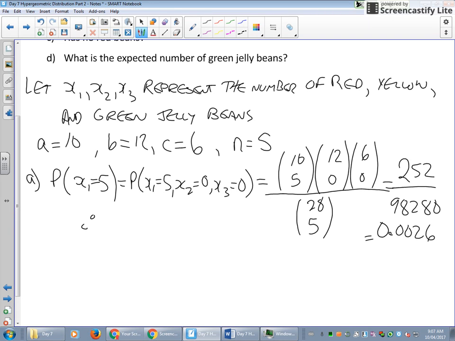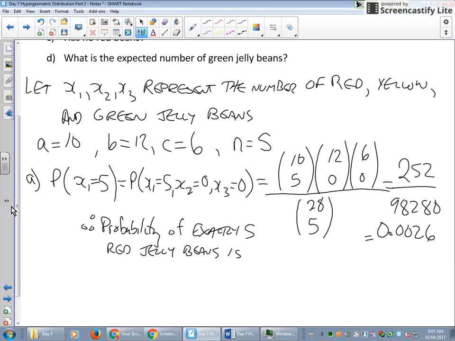So therefore, the probability of exactly 5 red jelly beans is 0.26%.